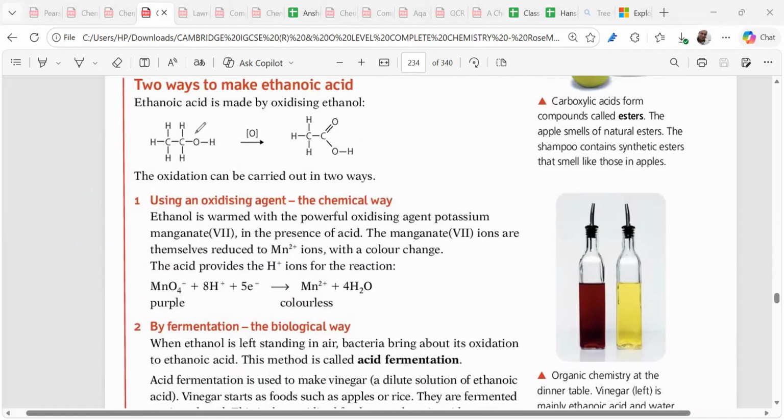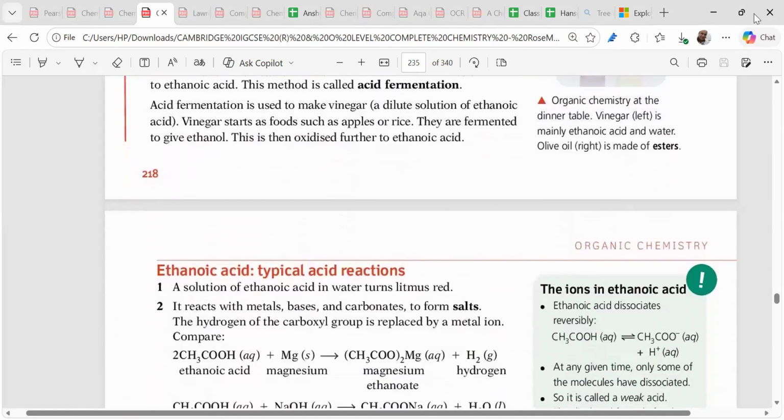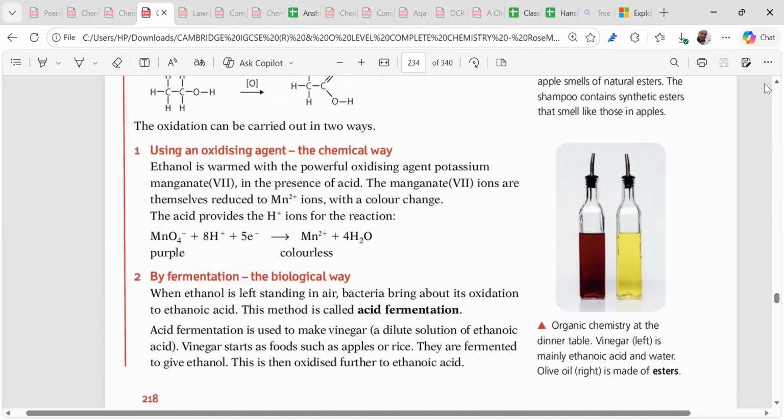If you keep an alcohol open, so these alcohols are always kept sealed. The bottle should be sealed or the cap should be closed. Why? Because air oxidation happens. Alcohol will be getting converted to the carboxylic acid, right? Isn't it? So if it is kept in air, alcohol will be converted to carboxylic acid. What will be the general difference between these two?